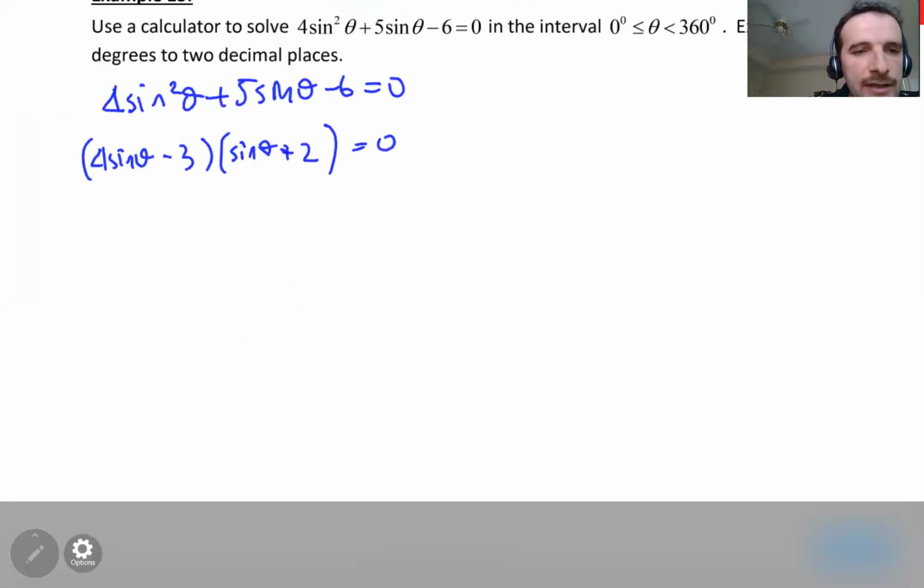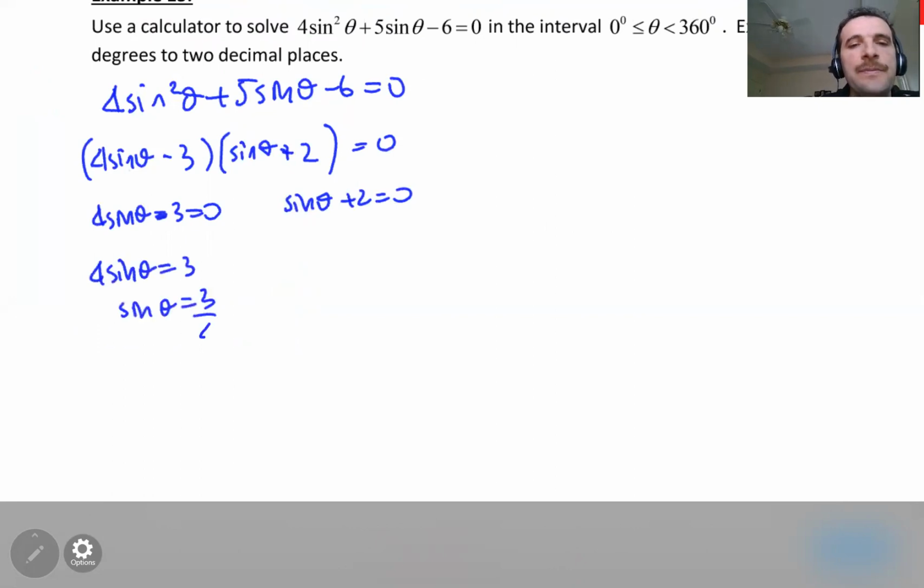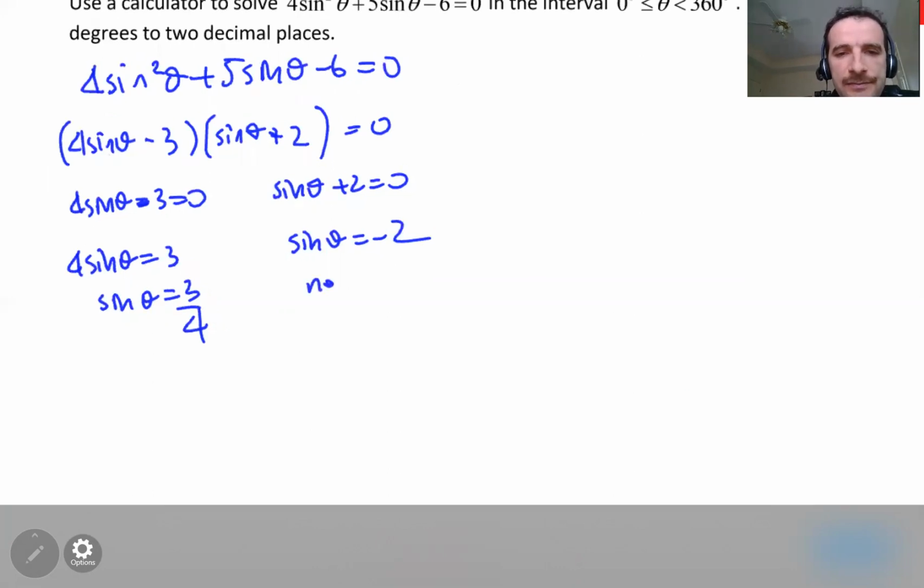From there I get 4 sine theta minus 3 is equal to 0, and sine theta plus 2 is equal to 0. From the first I get 4 sine theta is equal to 3, so sine theta is equal to 3 over 4. And from the second I get sine theta is equal to minus 2. First of all, sine theta equal to minus 2 is not possible. Sine is always between 1 and negative 1. So this one is not possible, and I just need to focus on sine theta equal to 3 over 4.